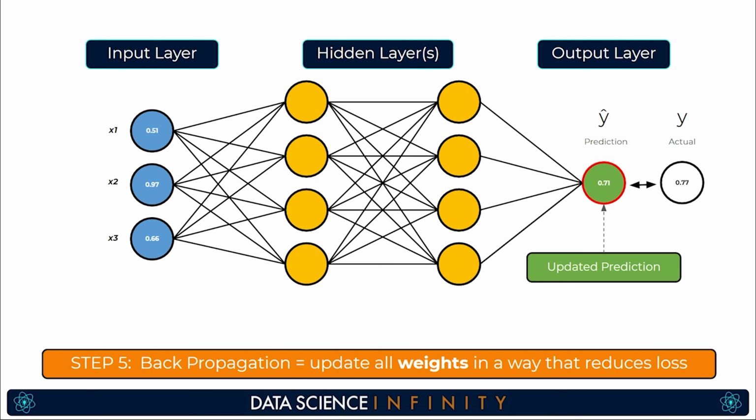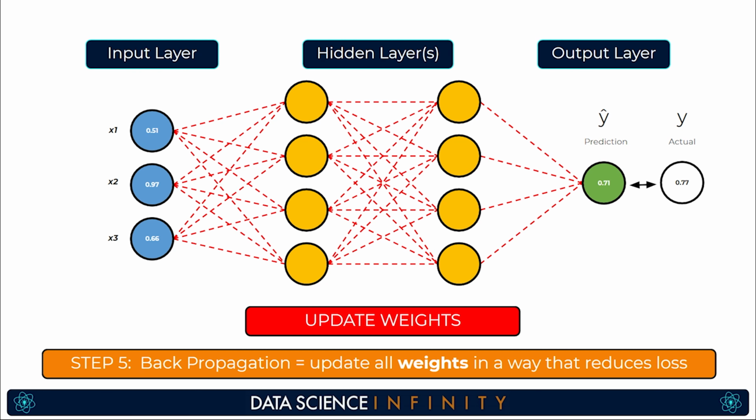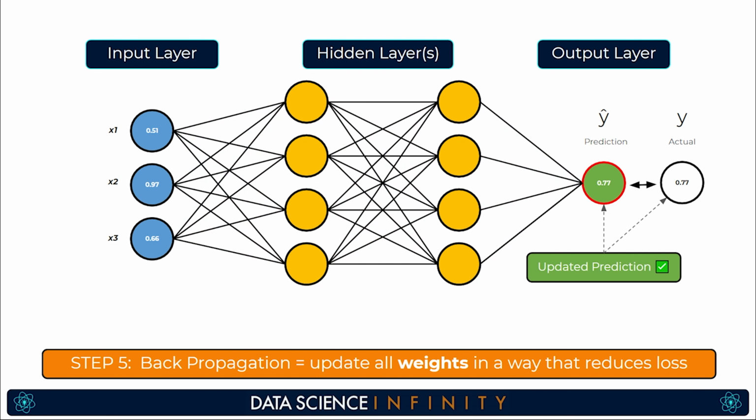We update the weights again, and this time we get a prediction of 0.77. So an error or loss or mismatch of 0. Gradient descent has done it. It has figured out which combination of weight values results in an optimal or near optimal prediction, one that minimizes our error or our loss.